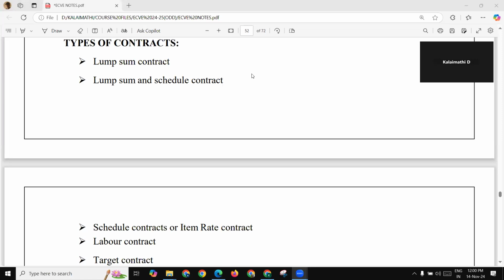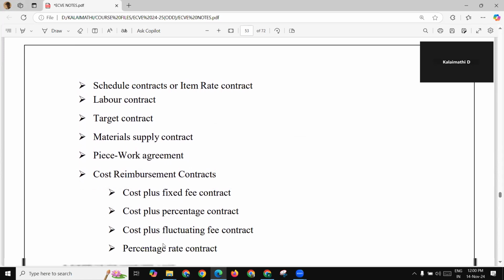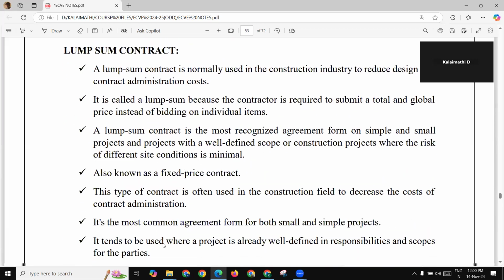So the continuation of the fourth unit, that is types of contract. There are different types of contract, that is lump sum contract, lump sum and schedule contract, schedule contracts or item rate contracts, labor contract, target contract, material supply contract, piecework agreement, and then cost reimbursement contracts. In that we have cost plus fixed fee contract, cost plus percentage contract, cost plus fluctuating fee contract, and percentage rate contract. So first one it is lump sum contracts.